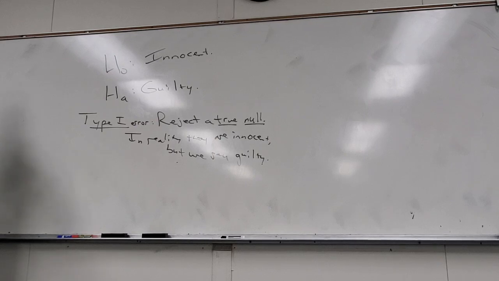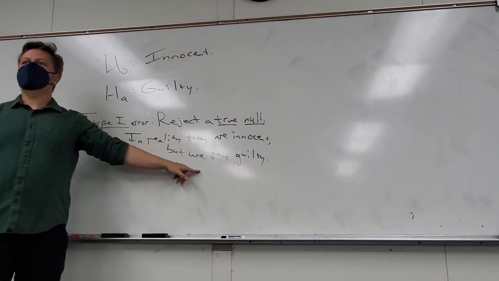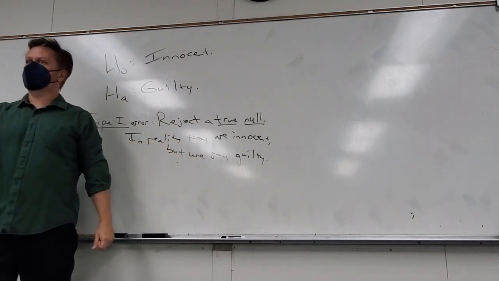So in that case, is that a bad outcome? What have we just done then? We said they were guilty, but we were wrong. They're actually innocent, and they go to death row and they get killed. We have just killed an innocent person, correct?